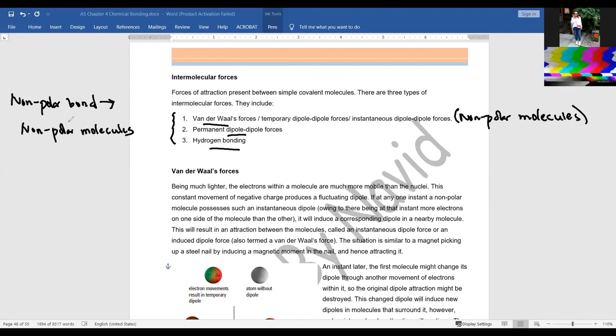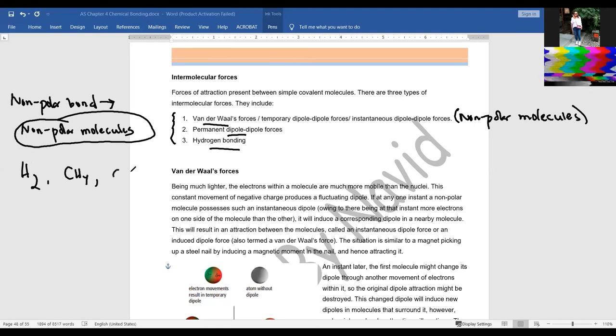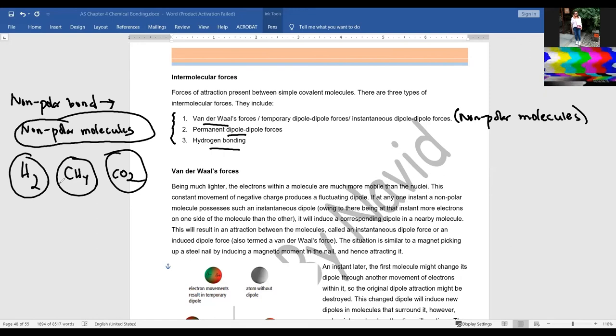So between nonpolar molecules, name a nonpolar molecule. Hydrogen. CH4. Carbon dioxide. These are nonpolar molecules. Between them, they'll have what? Van der Waals forces. So van der Waals forces is the weakest type of intermolecular force. Clear? Weakest type of intermolecular force.